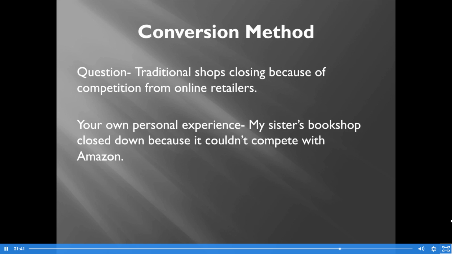Well, has it had any competition from online retailers? Yes, she lost her job because of competition, because people were buying books from Amazon and nobody bought any books from her. So this shop goes down. Great, we can use that. Now, we can't use this personal example the way it is. Why is that? Because it's too personal.